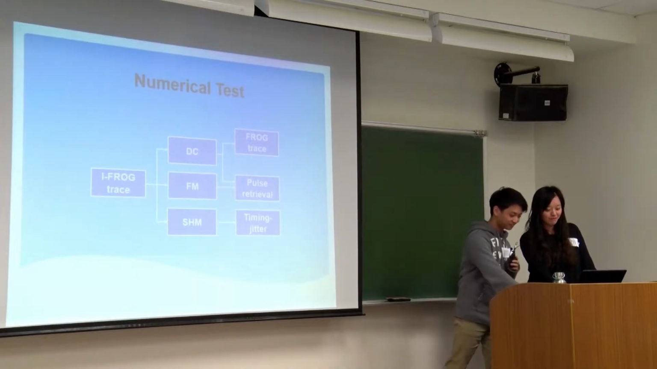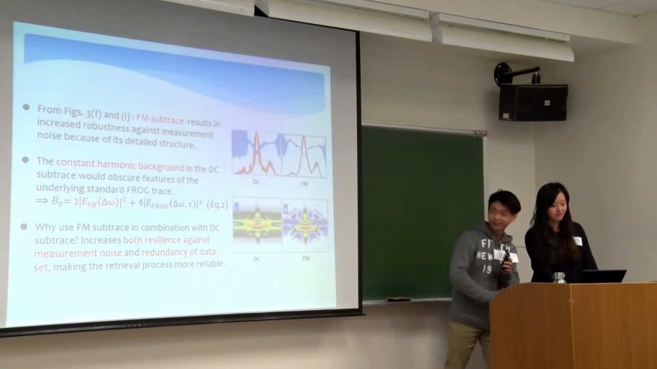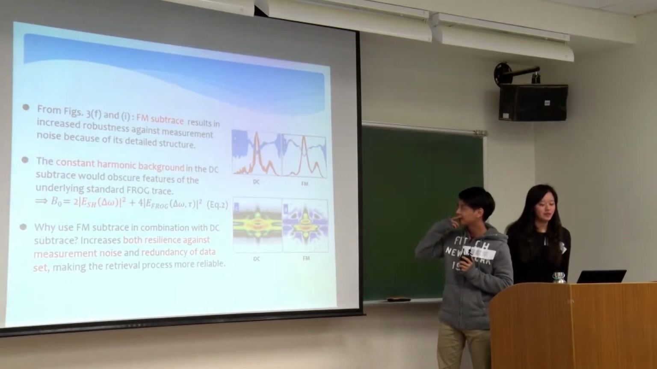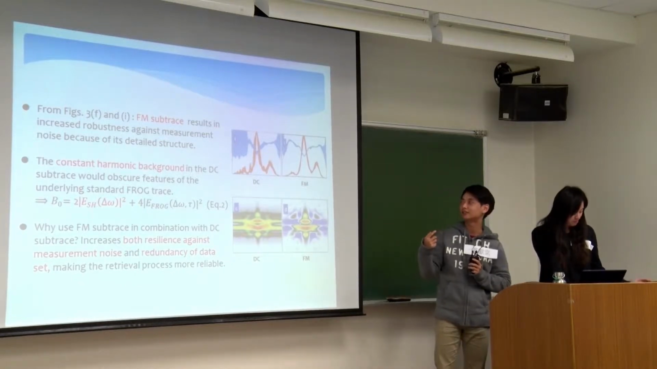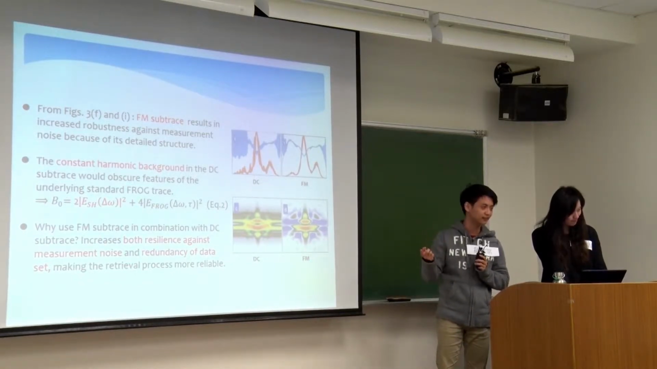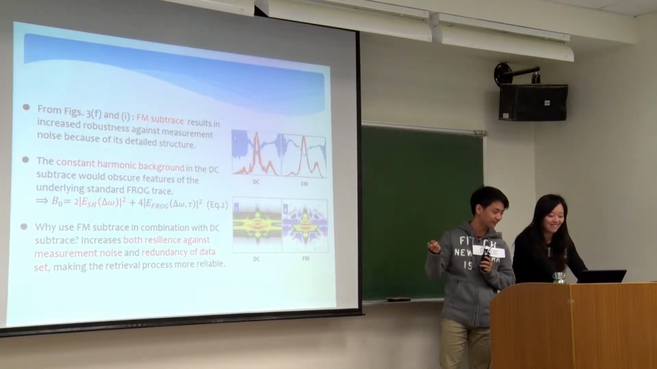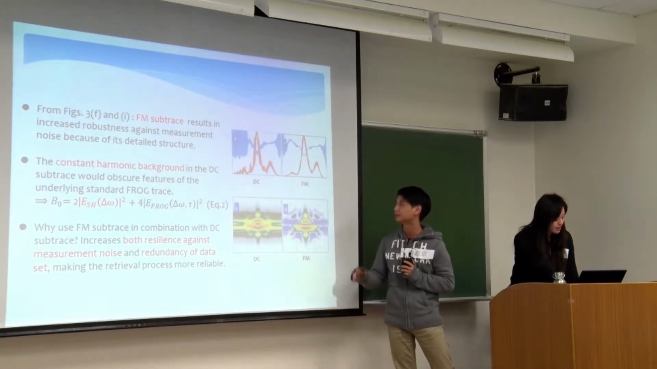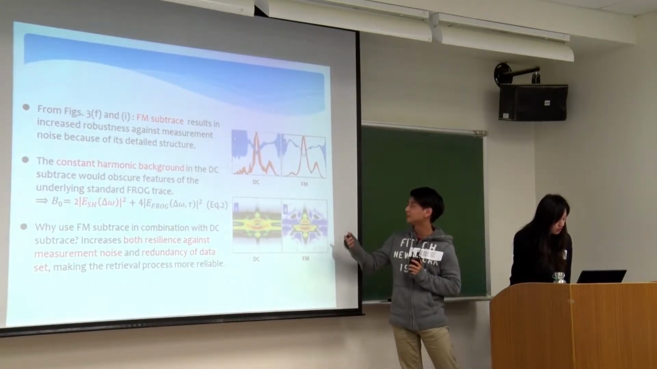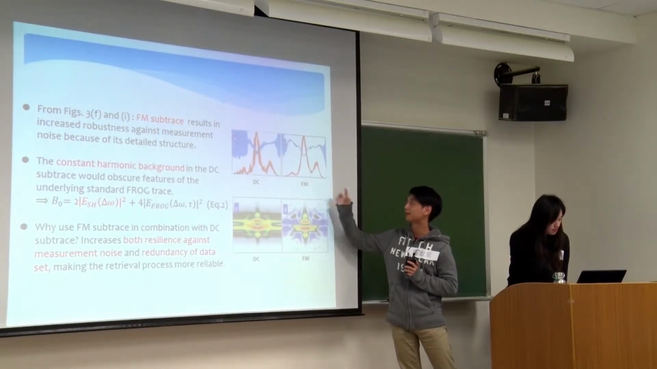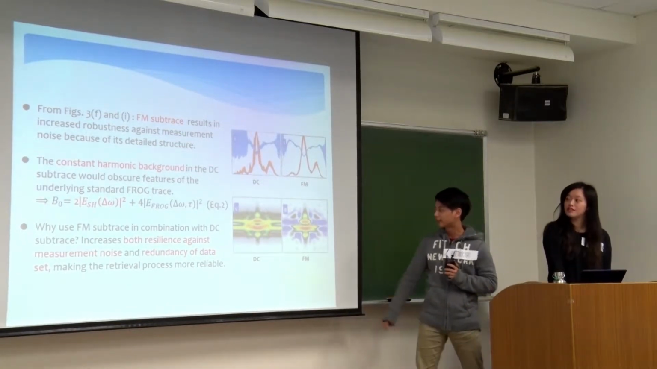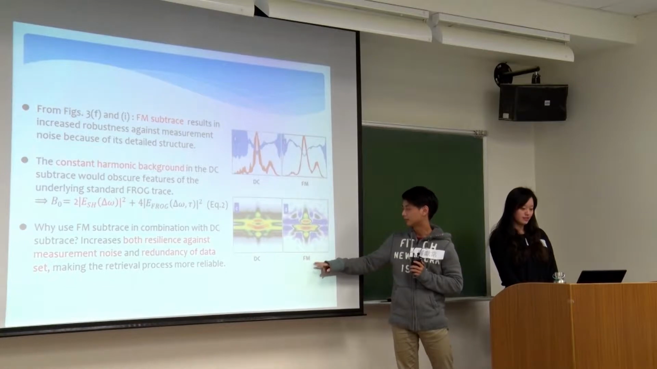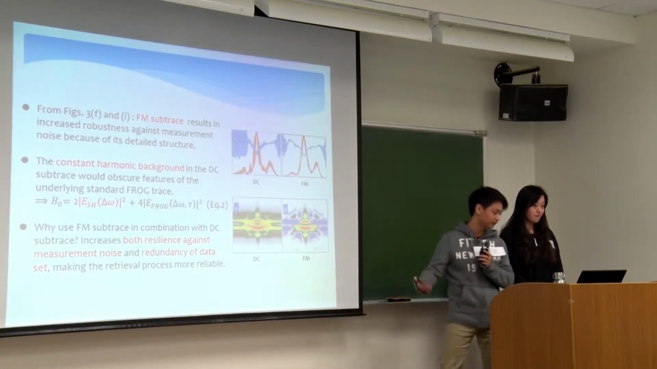Numerical test. The first two retrievals are from a 10% noise level iFROG trace, and they used the FM band and DC band to retrieve the pulse. You can see that the FM band is better than the DC band. The lower two figures also show that the FM band shows more detail than the DC band.